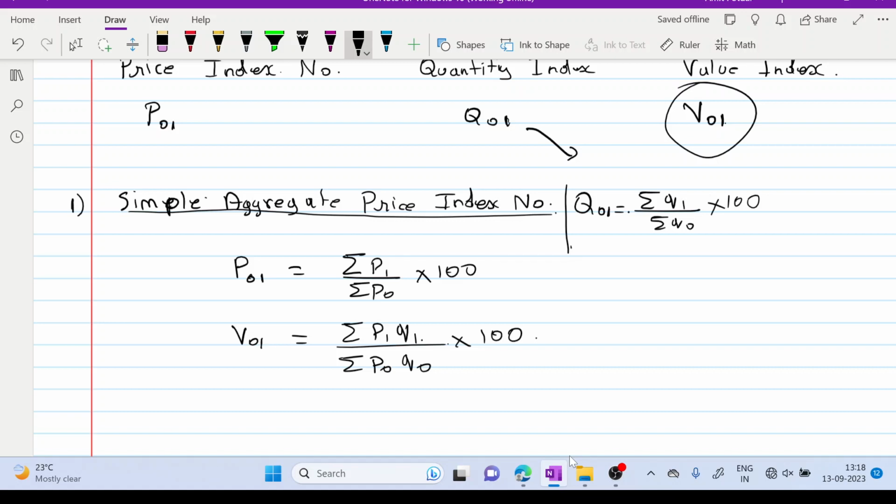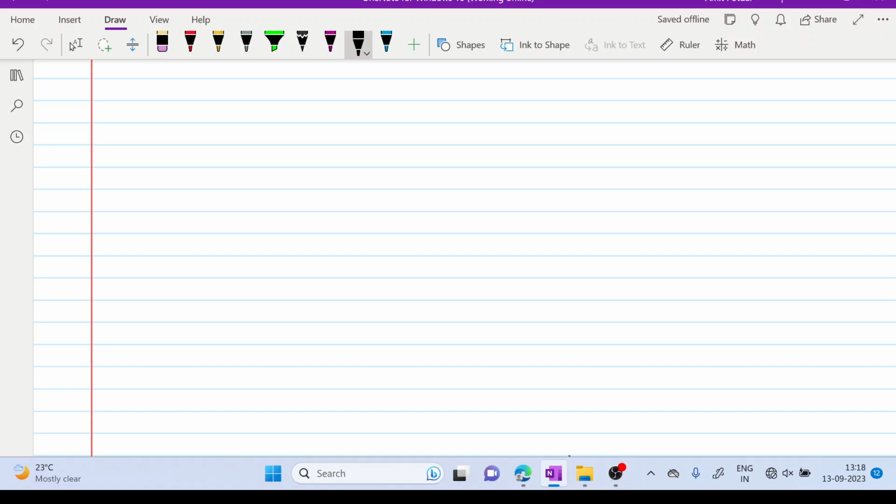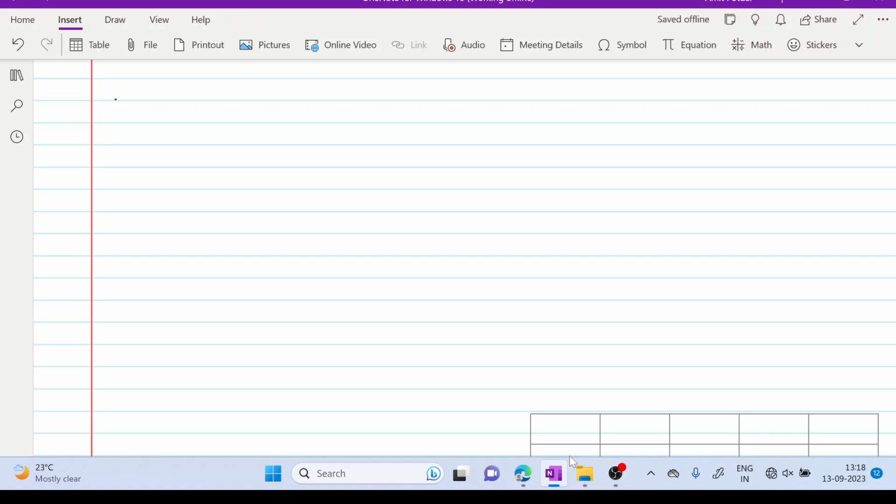So we can be on exercise 5.1. The first problem, they've asked you to find the price index numbers using the simple aggregate method in each of the following examples. So commodity P, Q, R, S and T.